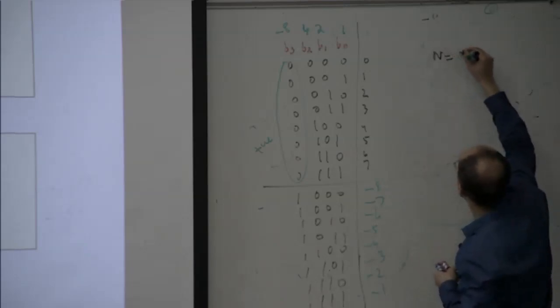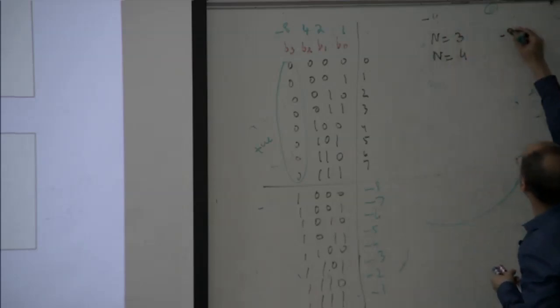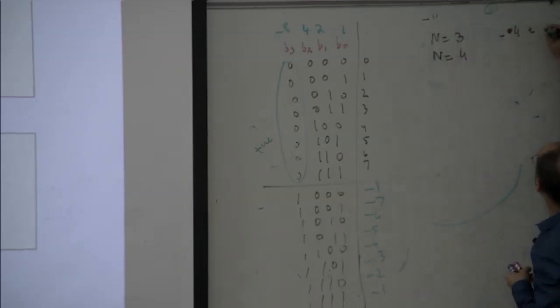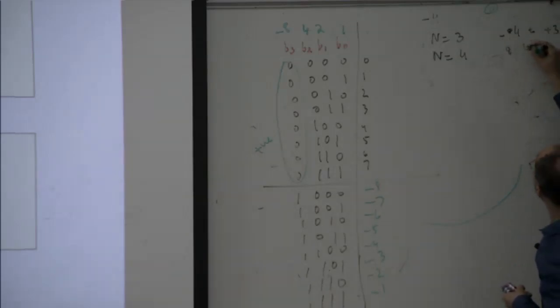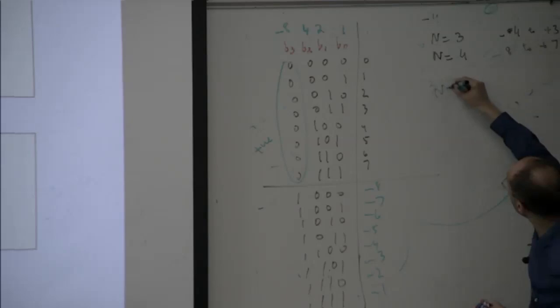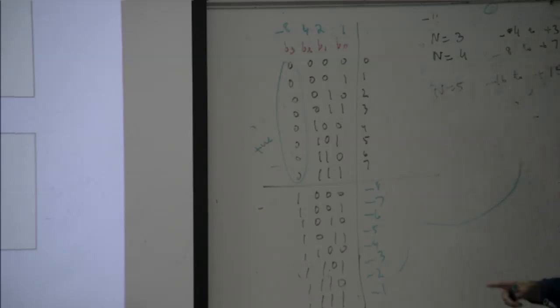n is now 4. For n equal to 3, what was the range? -4 to +3. For n equal to 4, what is now the range? -8 to +7. If n is equal to 5, -16 to +15. And we have the formula. You can use that formula, which I did in the previous board.